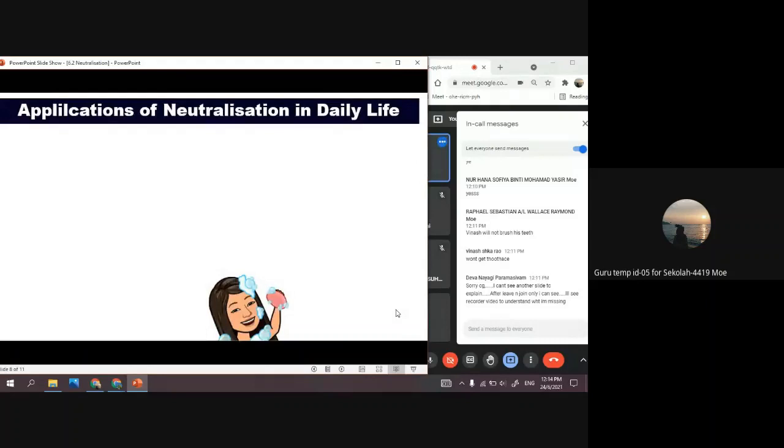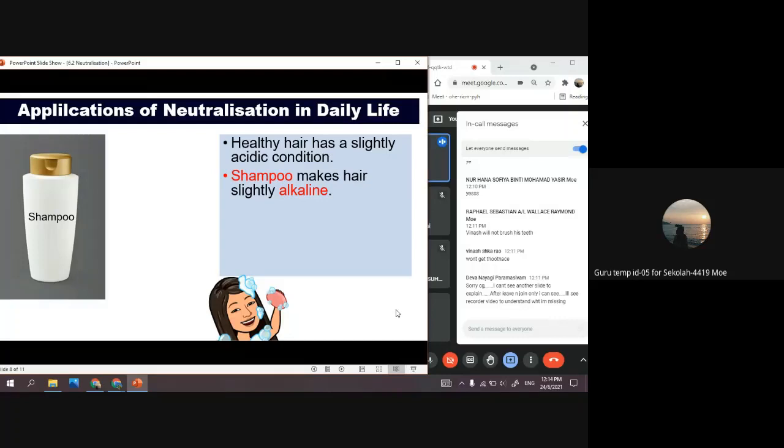Next, thirdly, our healthy hair has a slightly acidic condition. Mesti kamu ingat rambut kita ni neutral kan? But no, it actually has a slightly acidic condition. But shampoo makes hair slightly alkaline. Bila kita mandi, kita shampoo. Shampoo kan alkaline substance. So dia akan buatkan rambut kita slightly alkaline.